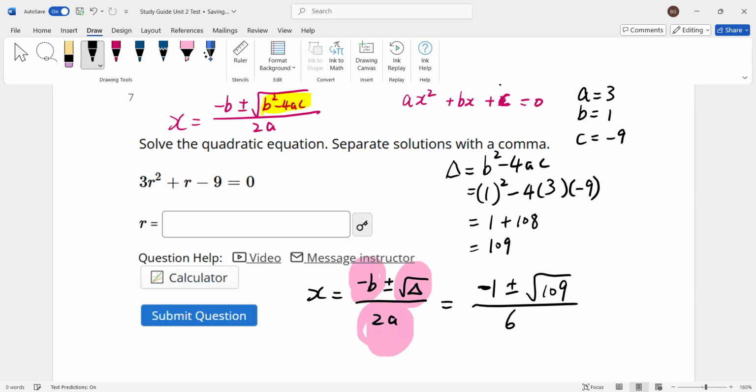So we can write the first solution, -1 plus root 109 all over 6, and the second solution, -1 minus root 109 all over 6. Those are the two solutions. They are irrational. Any questions, everybody?